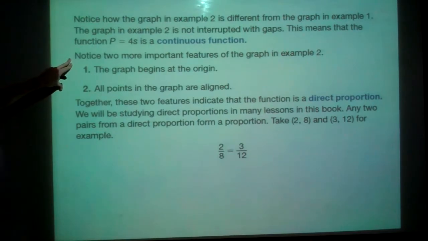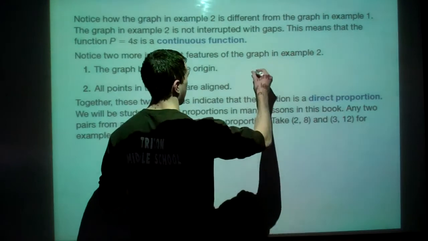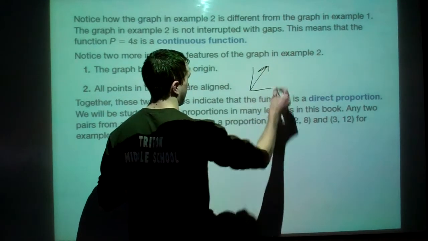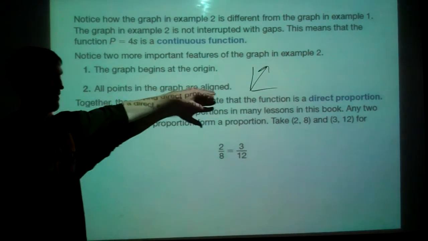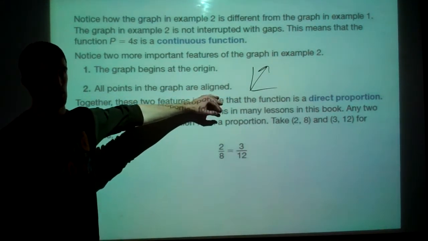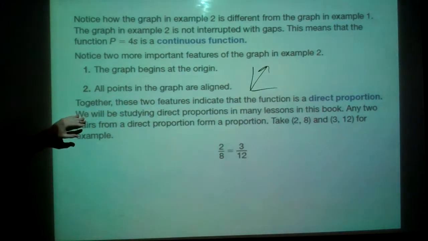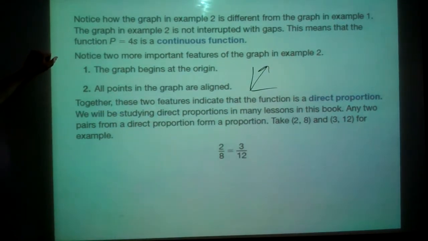And the important features were, first, that graph began at the origin. Remember, it looked like that kinda. We had a straight line from the origin. And all points in the graph are aligned, or basically it formed a straight line. It was a linear graph. Together, these two features indicate that the function is a direct proportion. And we will be studying direct proportions in many lessons in this book.